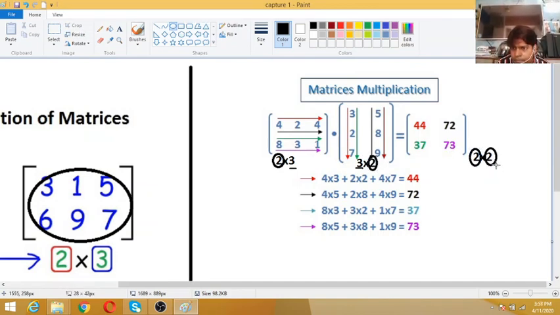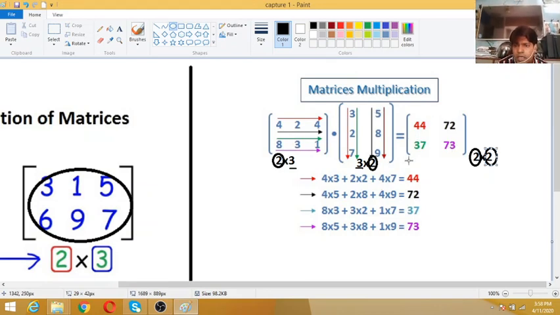Understood? Okay, so this is also one rule: when two matrices are multiplied, the resultant matrix, the product so formed, will have the order 2 cross 2, that is, the row number of the first matrix to the column number of the second matrix. So there will be 4 elements formed.